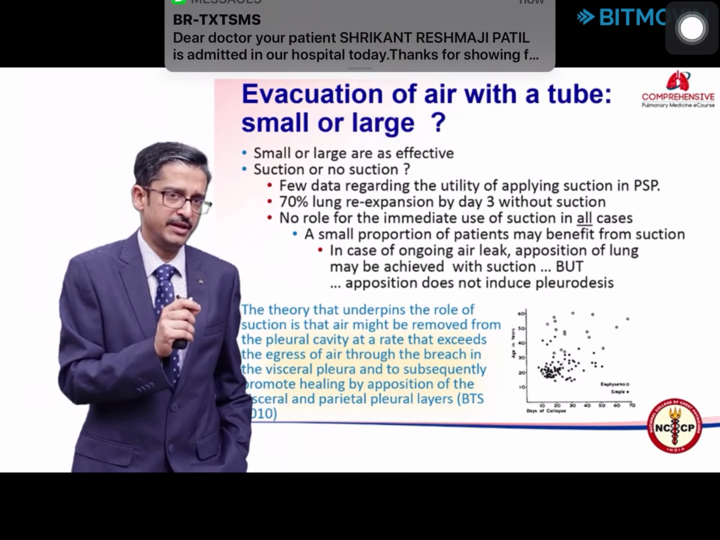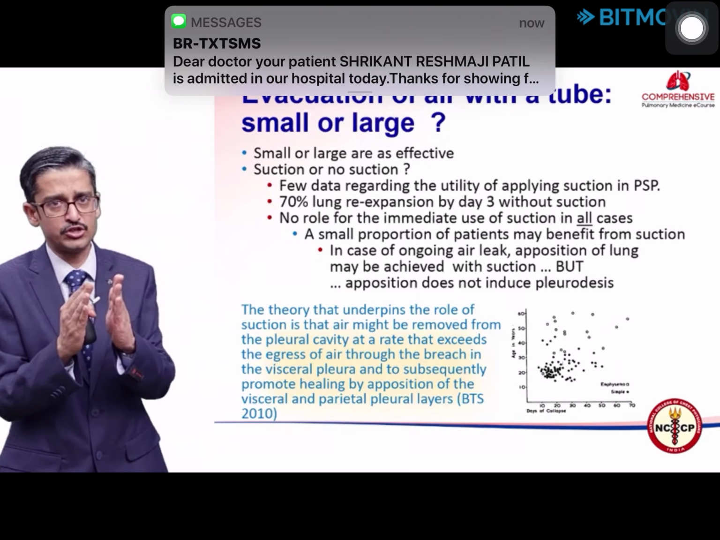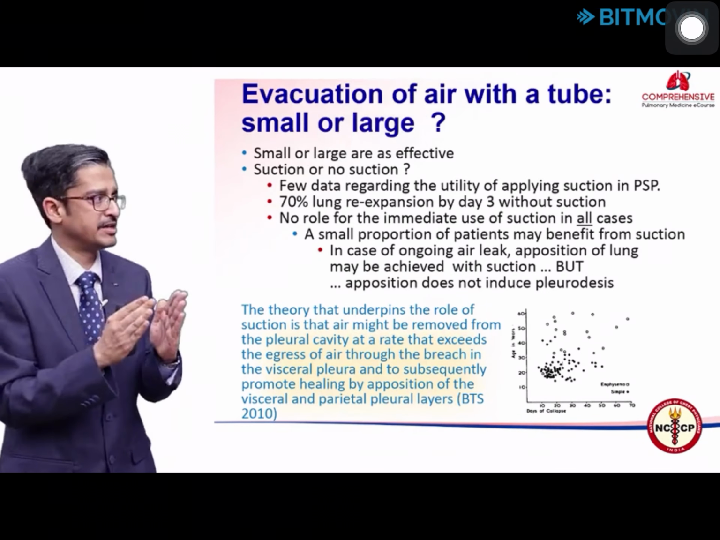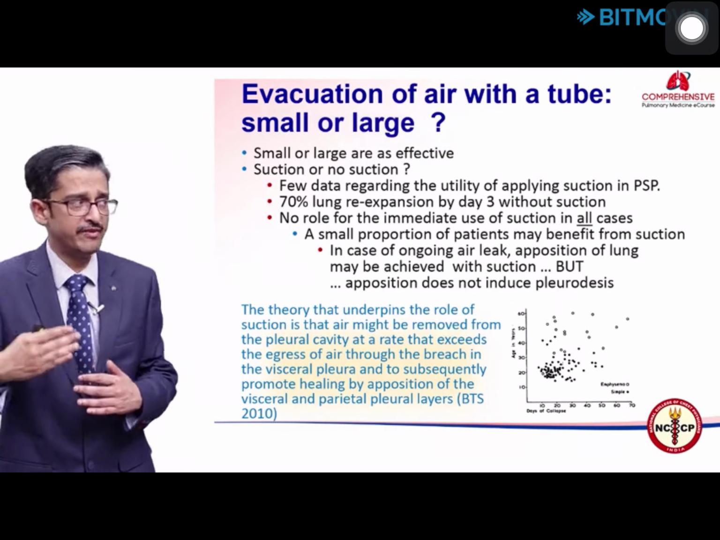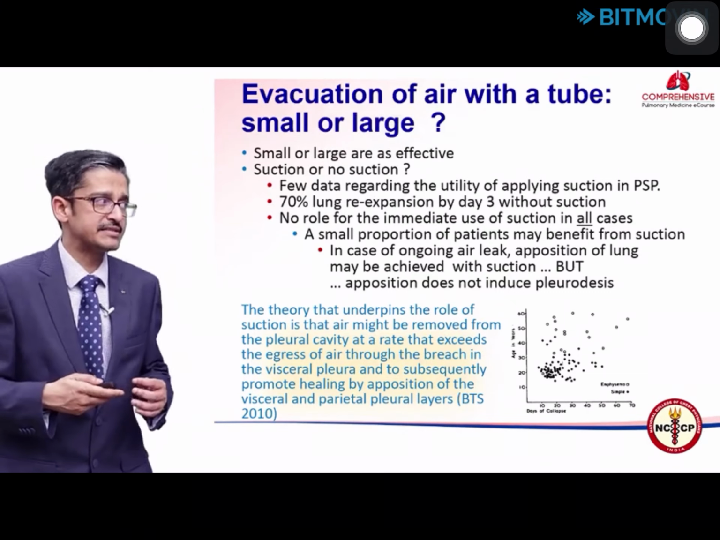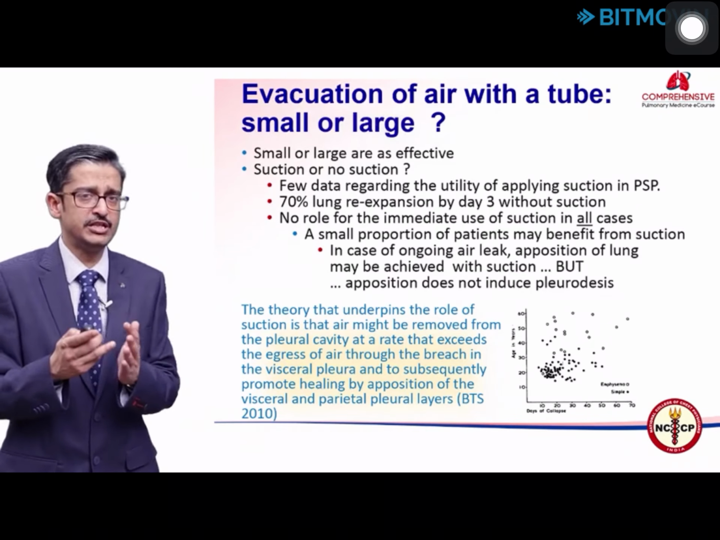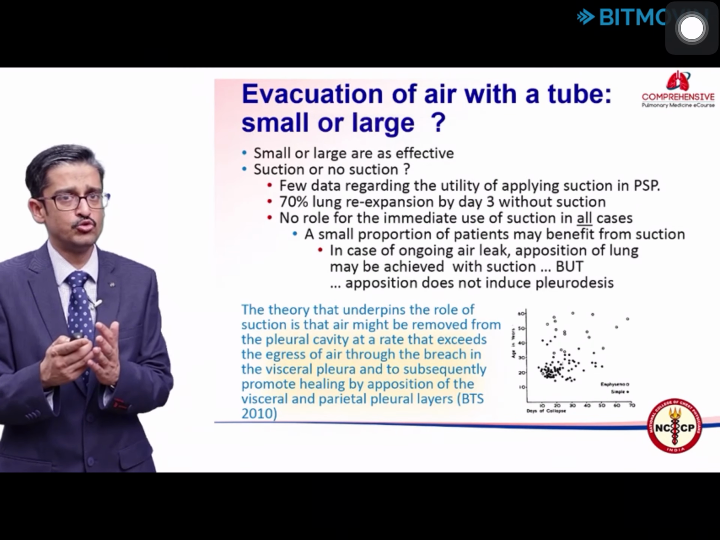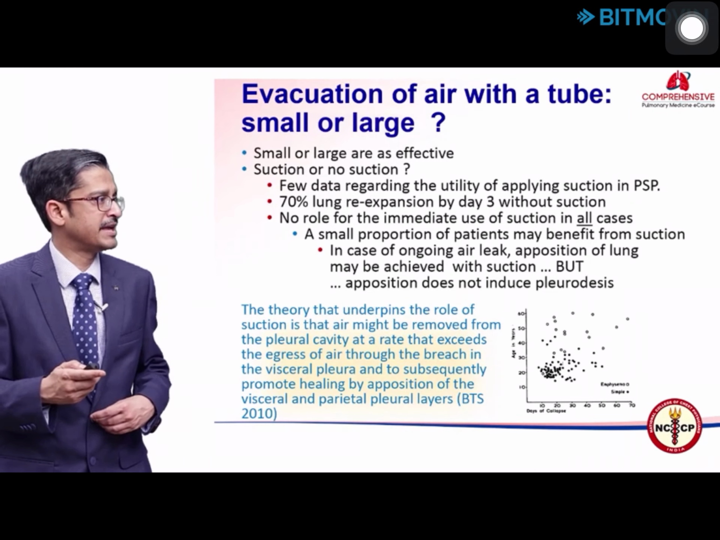However, the question remains, the question I asked before, does actual apposition of the two layers of pleura, the visceral and the parietal pleura, actually translate into prevention of recurrence? Apposition does not induce pleurodesis, and hence the theory that just opposing the two layers of the pleura by doing negative suction probably is not substantiated by evidence.